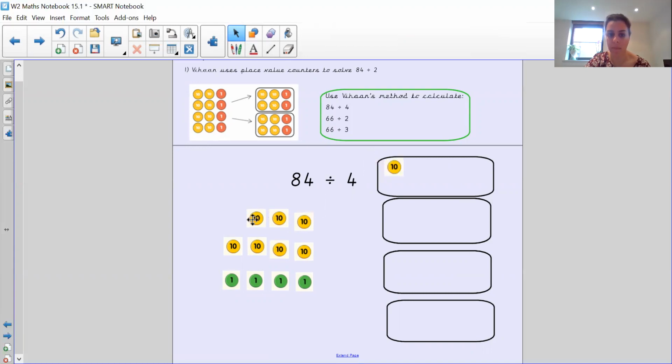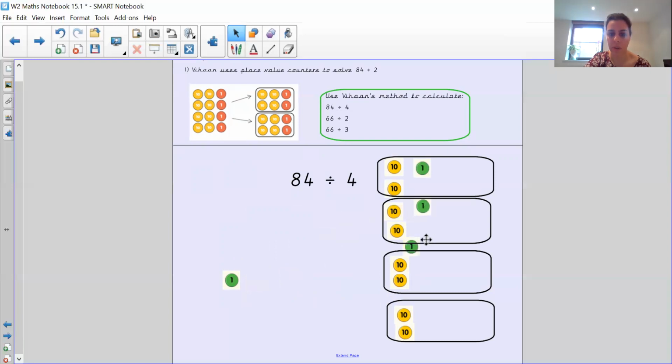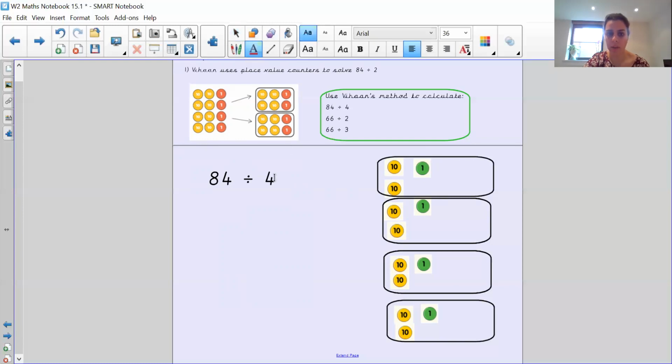So 1, 2, 3, 4, 5, 6, 7, 8. Now I've got my 1s. 1, 2, 3, 4. Then we need to see how many is in one box, because that's what it's looking at. I've got 10, 20, and then 1. So the answer to my question is 21.